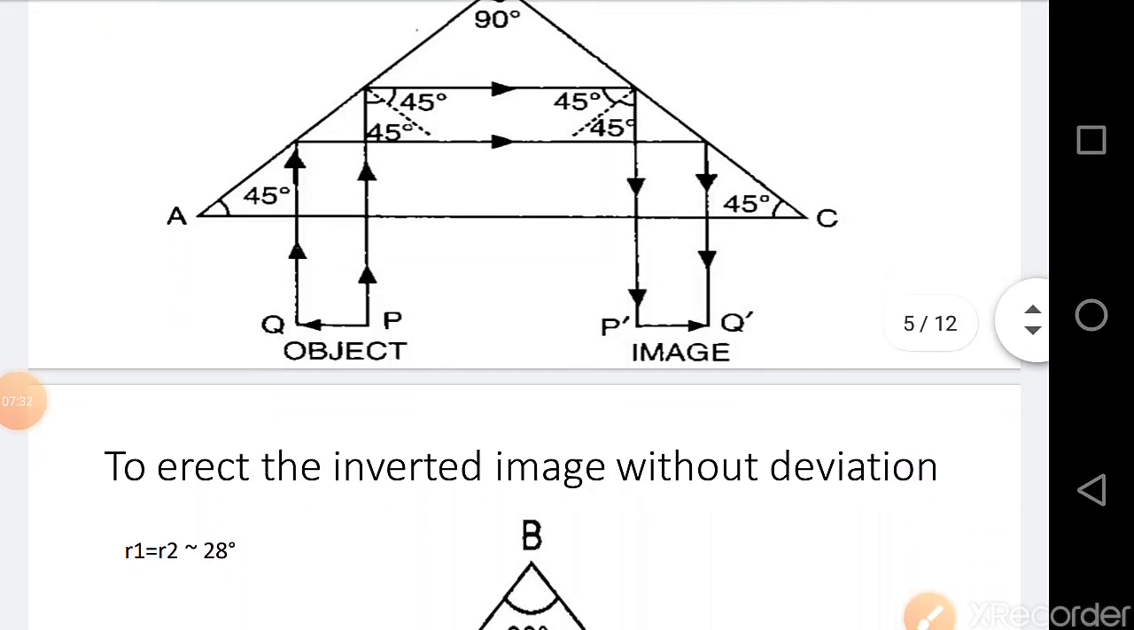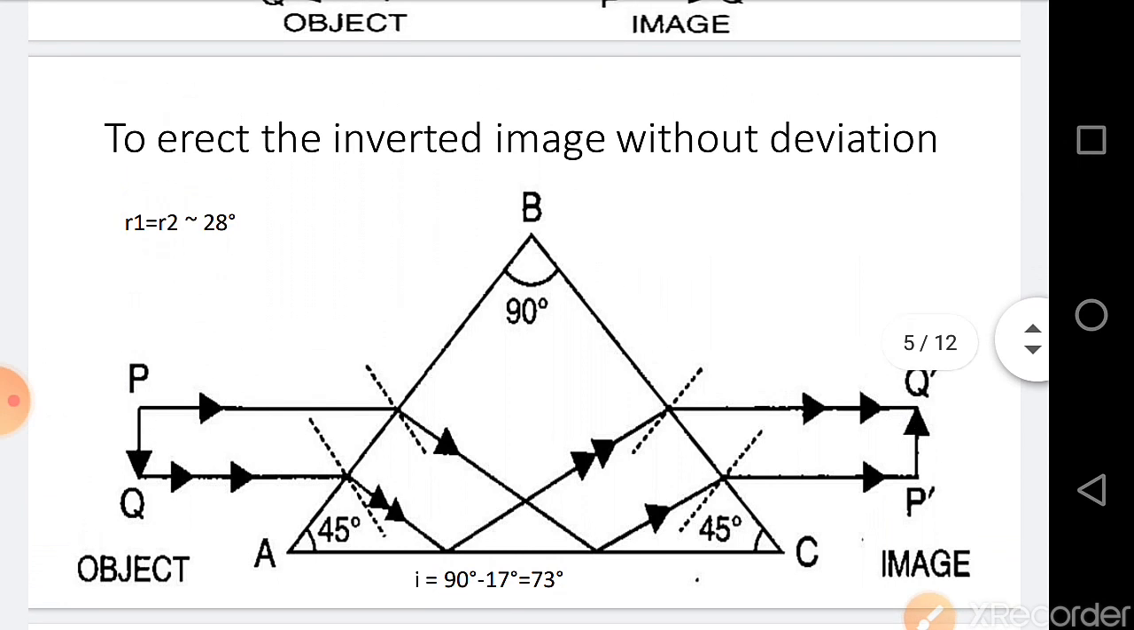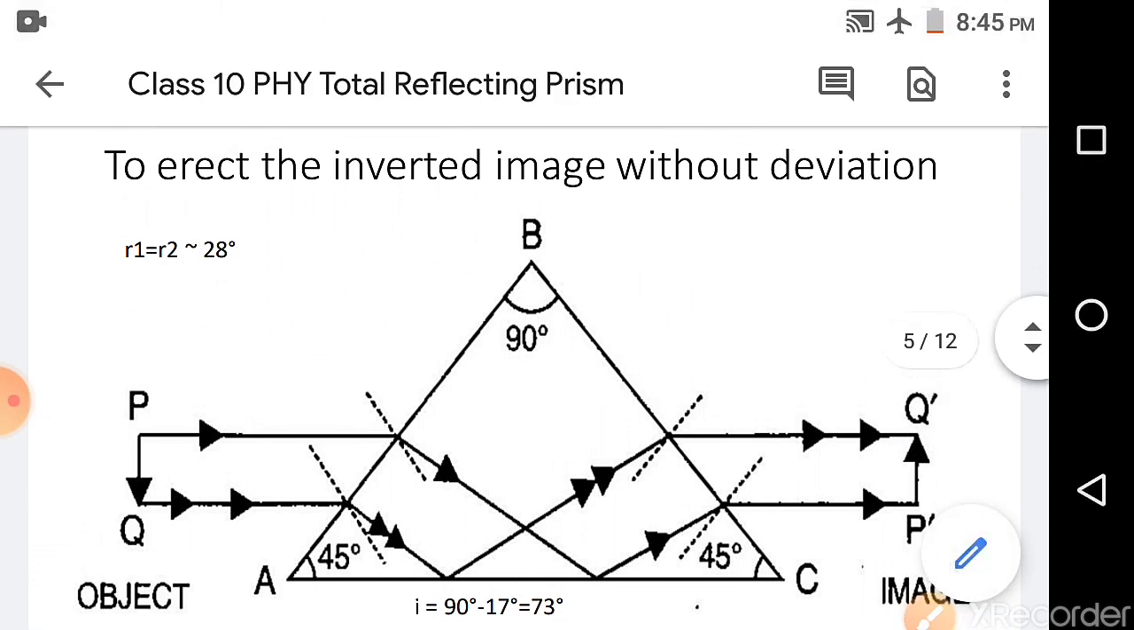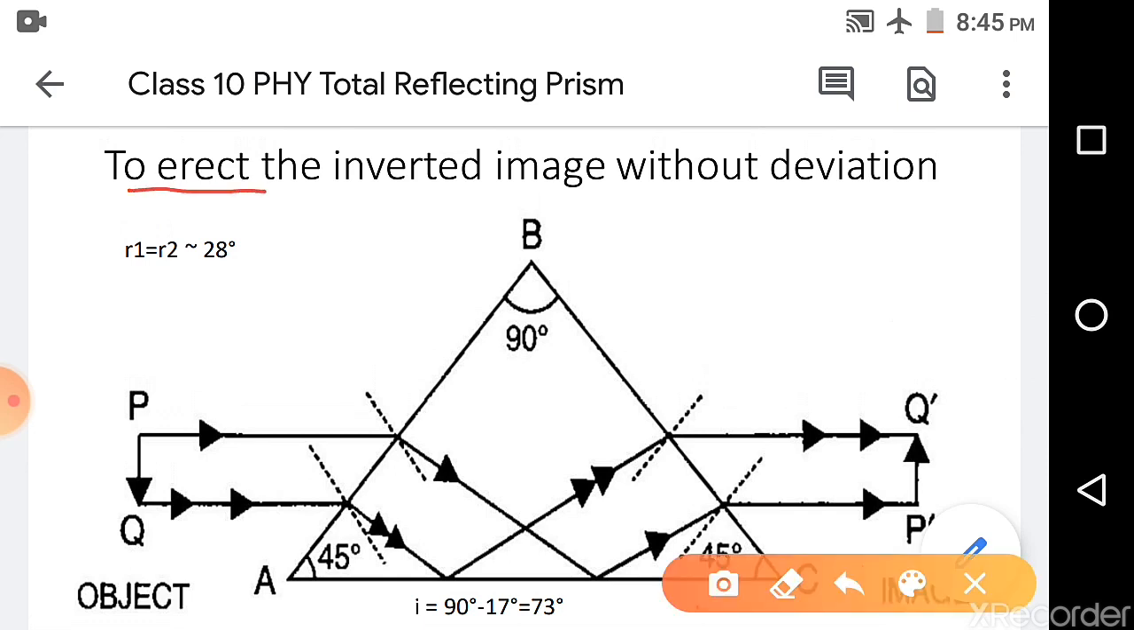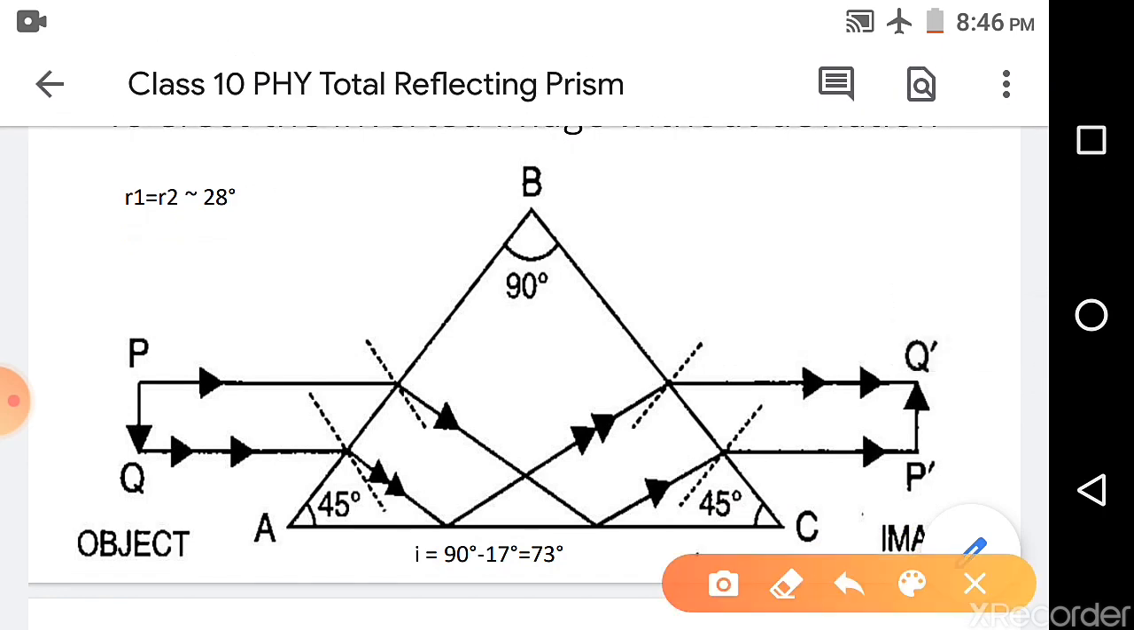Now we take the same position of the prism, but we incident the light rays from a different direction. The motive is to erect the inverted image without deviation. Let's see how. First we consider two light rays coming from an object PQ, which is shown as inverted. Light rays coming from P are incident on the surface AB, and from Q they are also incident on the surface AB.